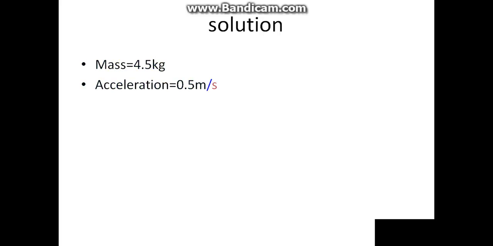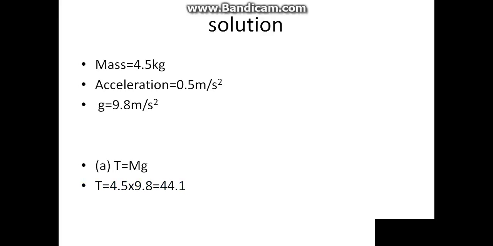Solution. Mass is equal to 4.5 kg. Acceleration is equal to 0.5 meters per second squared. Gravity is equal to 9.8 meters per second squared. Then the tension T is equal to mg. Therefore, tension is equal to force, which is equal to 4.5 times 9.8, which will give us 44.1.